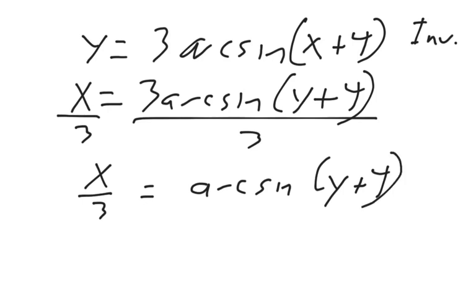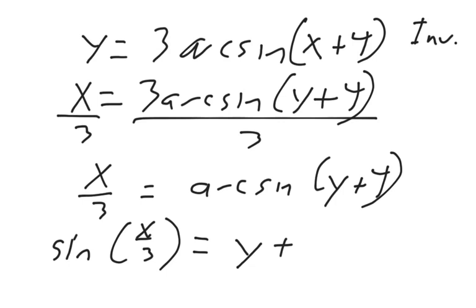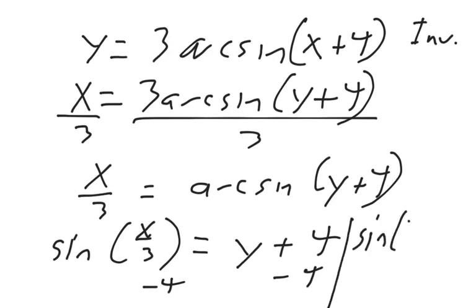So how do we get rid of the arc sine? We use sine for both sides. And then I'm going to subtract 4. So my answer here is sine of x over 3 minus 4 equals y. And that's it for the first half.